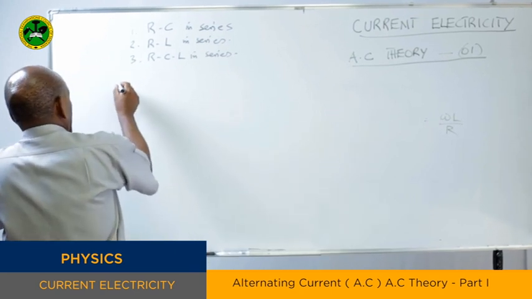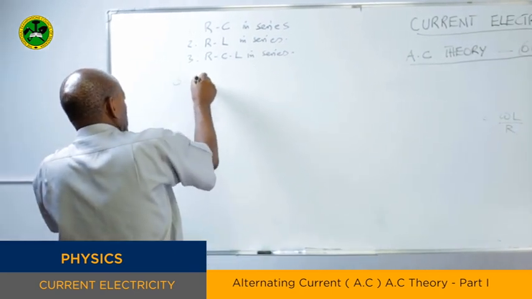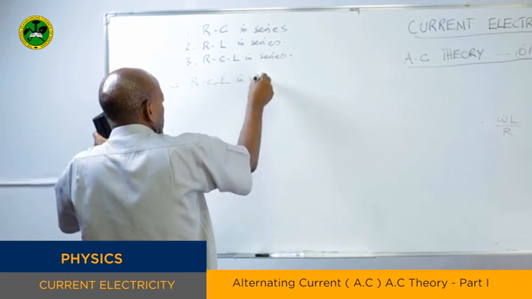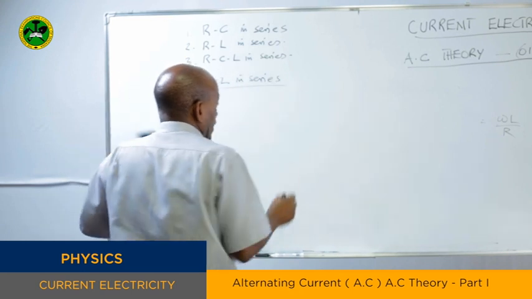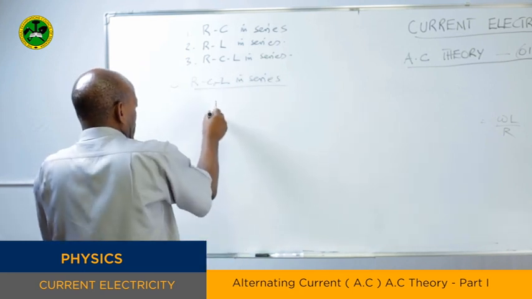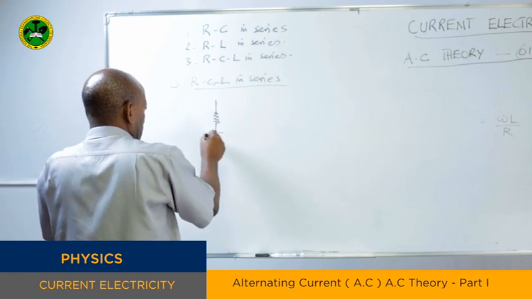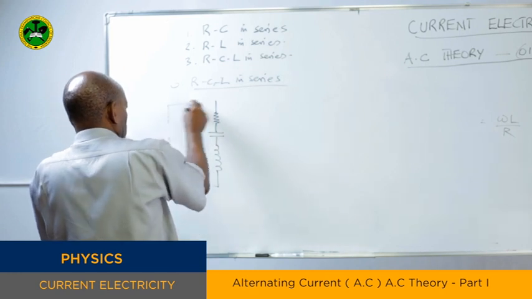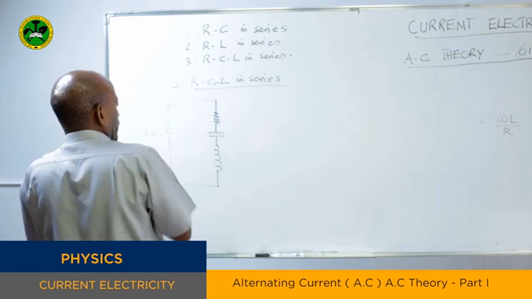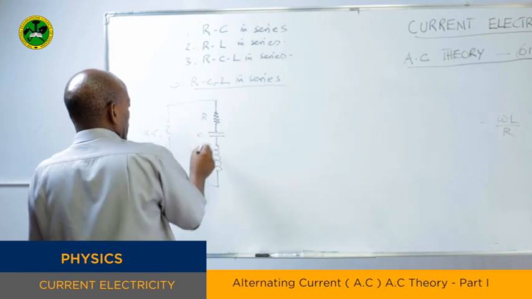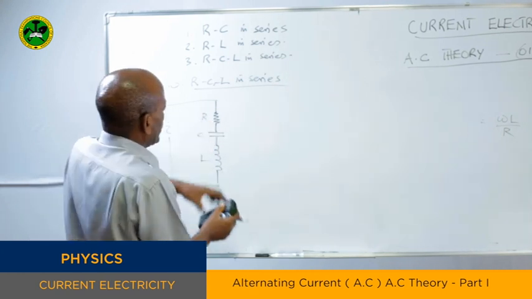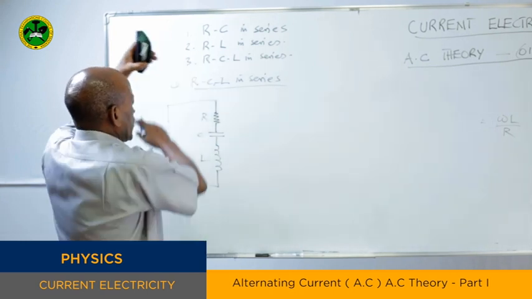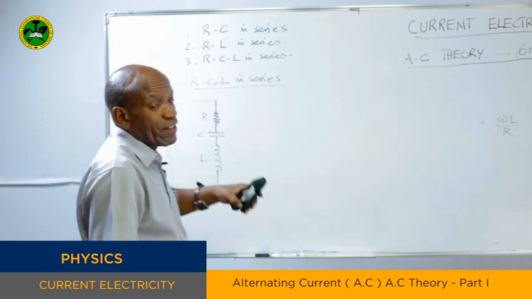So this is our third case. That is, we are going to have a resistor, capacitor, and inductor connected in series across an AC source. So we have the voltage across the resistor, the voltage across the capacitor, as well as the voltage across the inductor. So we have the total current passing through these three circuit elements.